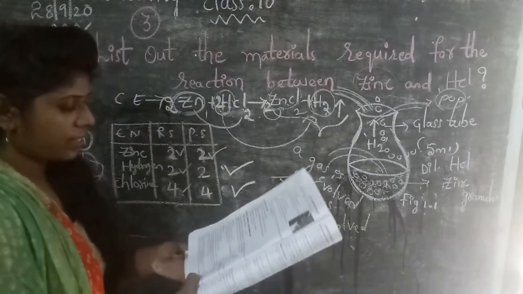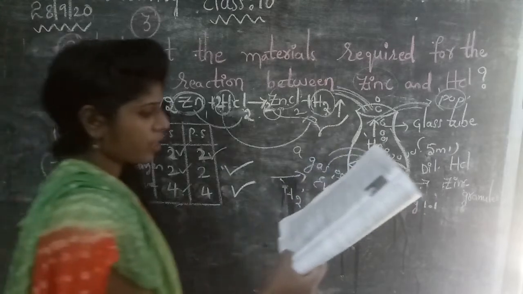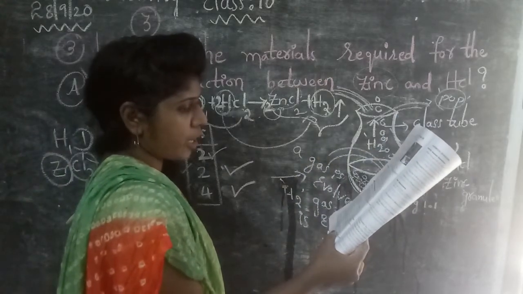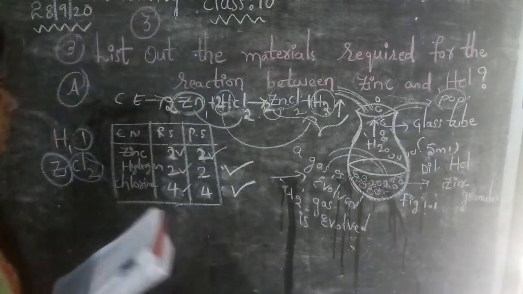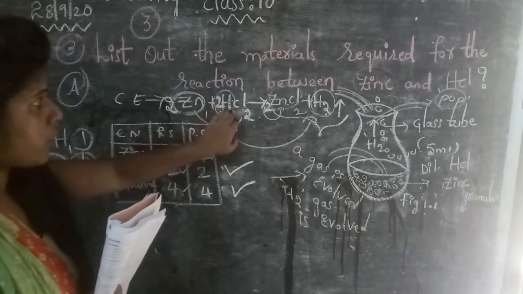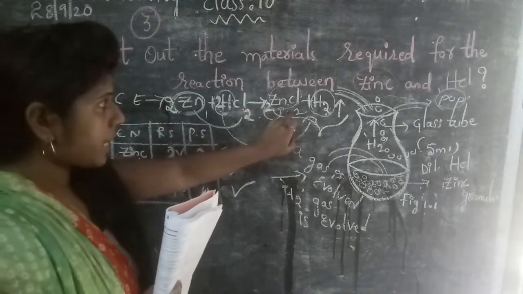By this result, when zinc granules react with hydrochloric acid, zinc chloride is formed. With what is going to be obtained here? When zinc is reacted with hydrochloric acid, zinc chloride is going to be obtained.